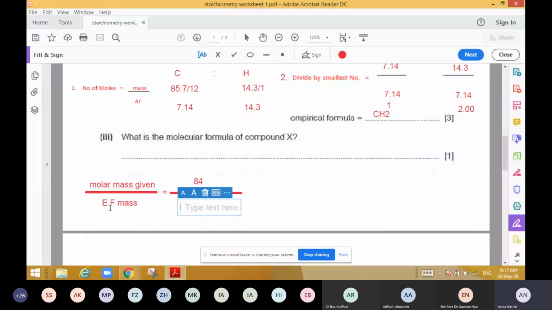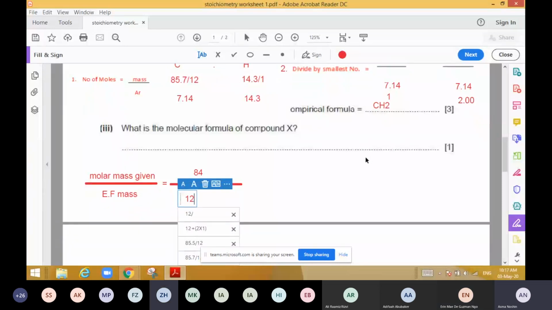What about over here? Like I wrote, see, empirical formula mass. You combine the masses of carbon and H2. We will calculate the mass for this one, and then we can go on. Carbon is how much? 12. Plus hydrogen, 2, so it's 14. This way it can be written.